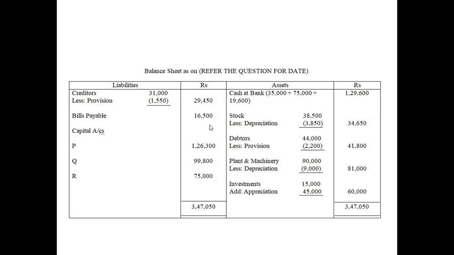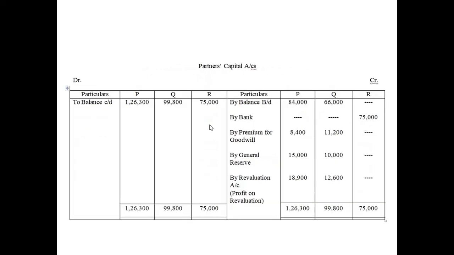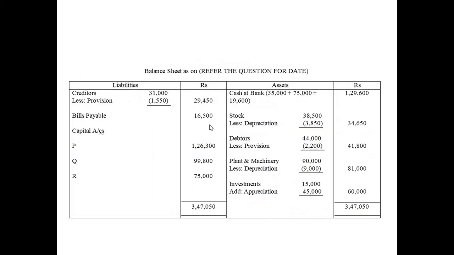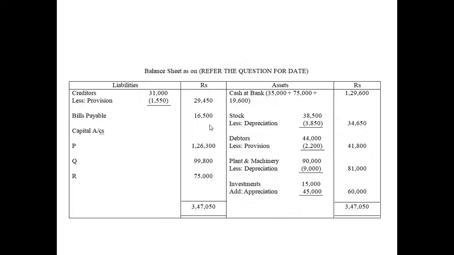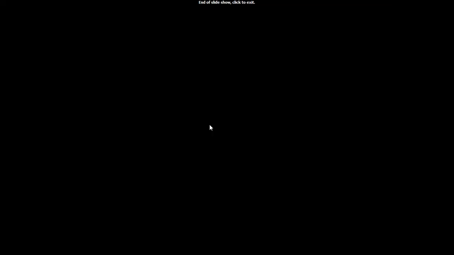It will not reappear again because it has been already distributed between P and Q. Okay, as per the old profit sharing ratio. And P, Q, and R's capital accounts balances are extracted from this capital account. Okay, and the total of balance sheet will be 3,47,050 rupees. Okay, and this completes your question number 61.